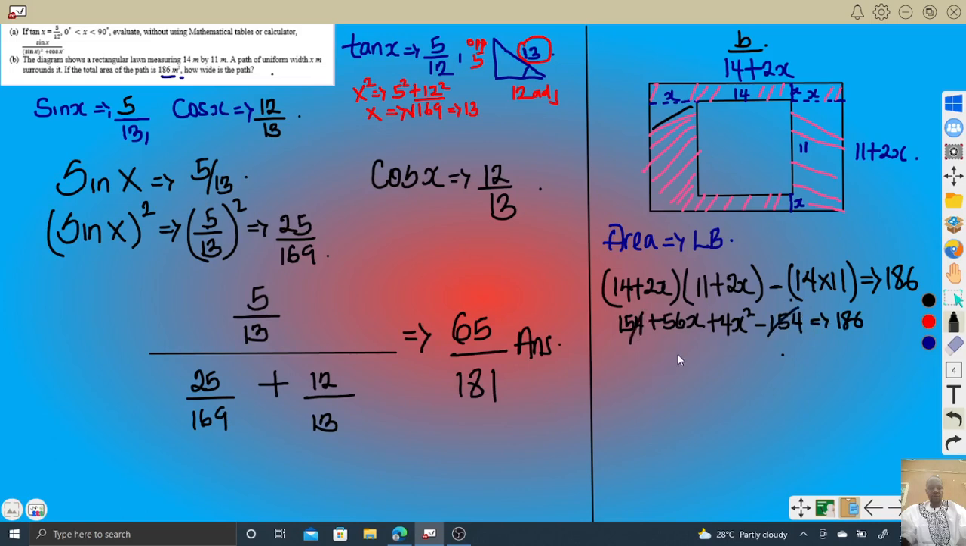On simplification, I'm going to divide both sides by 2. x squared plus 25x minus 93. I hope this is correct. I believe it is correct. So that should be it. So if we solve this one, now this is a quadratic equation. This should be correct. Yes, I'm just checking again. Yes, this is 28 plus 22. This is 50.